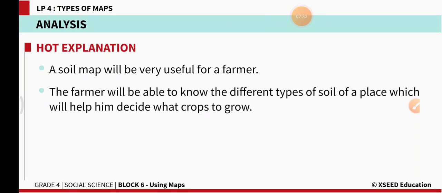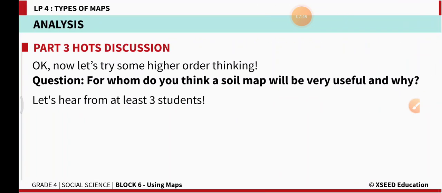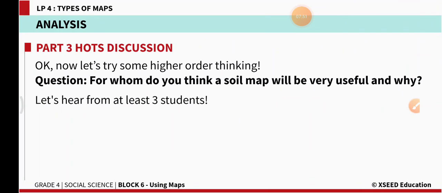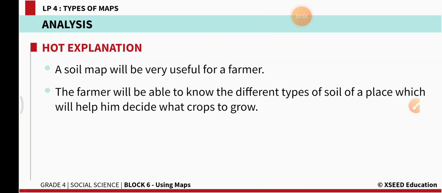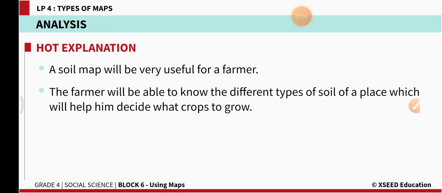A soil map will be very useful for a farmer. The farmer will be able to know the different types of soil of a place, which help him to decide what crops to grow. Yes, that is true. A farmer should have the knowledge about the soil, right? Different types of soil. Which soil will be helpful for him to grow which kind of crops, right? A soil map will be very useful for a farmer.